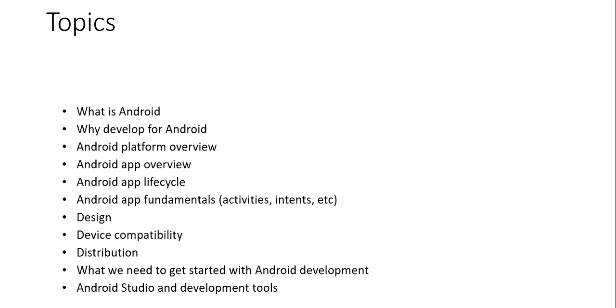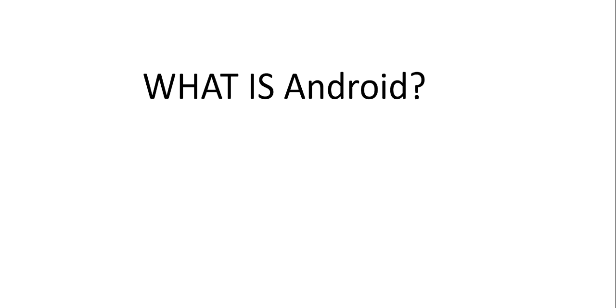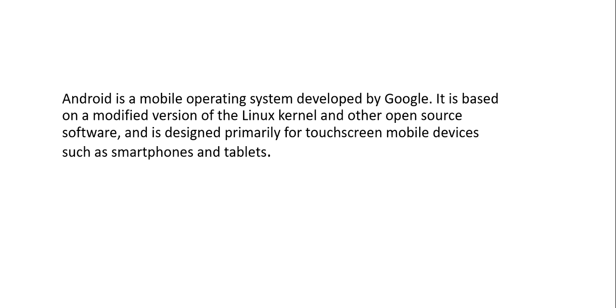Today we are going to learn about Android. These topics are for the beginners, like what is Android? Android is a mobile operating system developed by Google. It is based on a modified version of the Linux kernel and other open source software, and it is designed primarily for touchscreen mobile devices such as smartphones and tablets. Android is an open source platform.